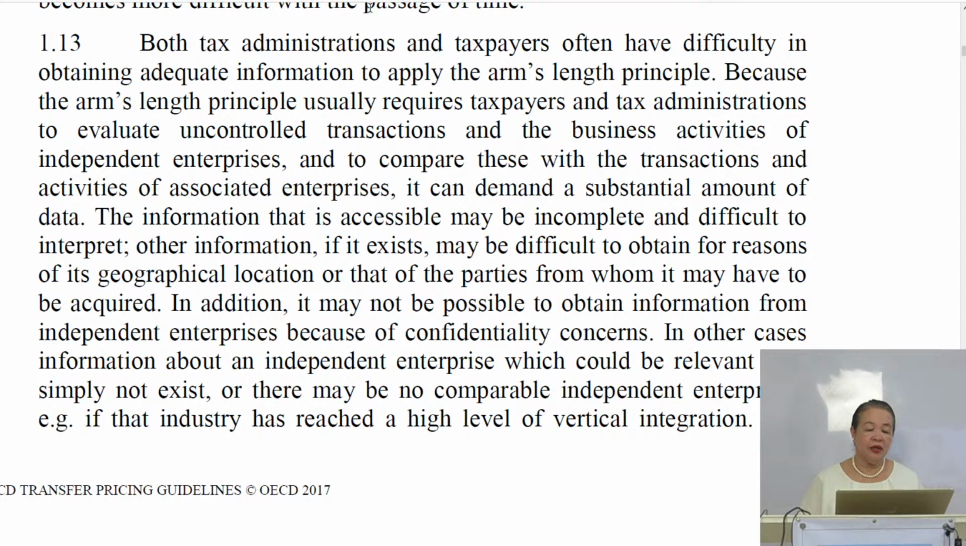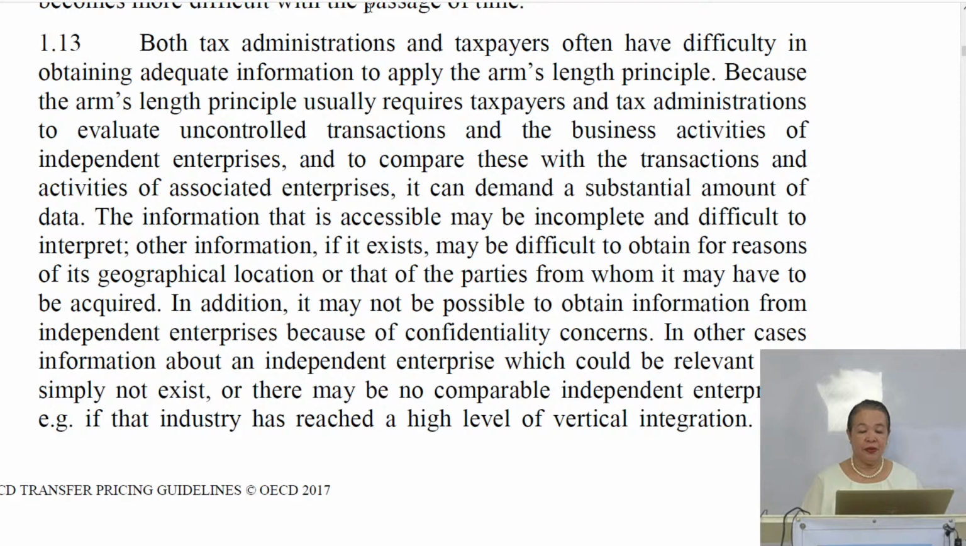No? So other information, if it exists, may be difficult to obtain for reasons of its geographical location or that of the parties from whom it may have to be acquired, especially if it is confidential information and the party who is keeping it is not cooperative, will not give you that secret information. So there lies the difficulties. In addition, it may not be possible to obtain information from independent enterprises because of confidentiality concerns, no?